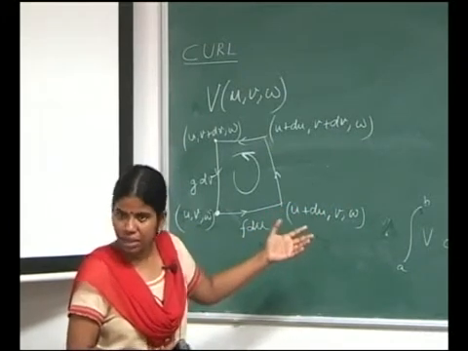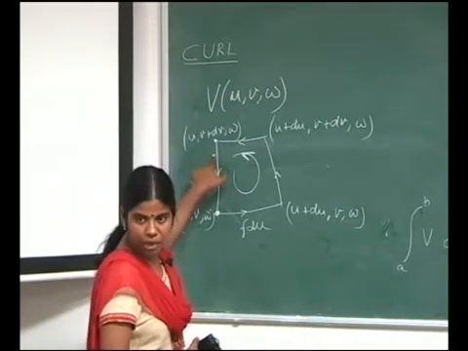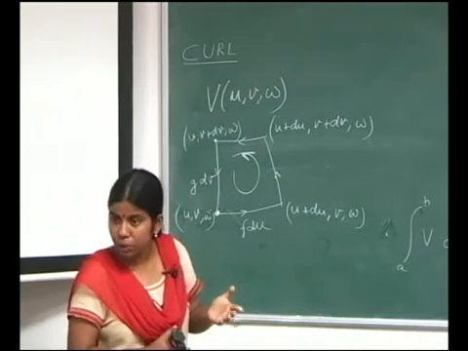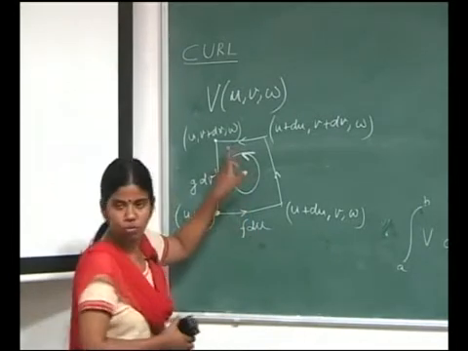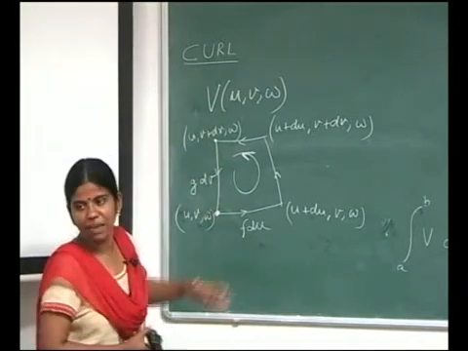Is it clear? I have a vector quantity V which is moving on this loop, and I have to calculate the net change in that vector quantity V when it is moving on this loop. So what I will do? I will calculate the change over each arm and I will sum them up.